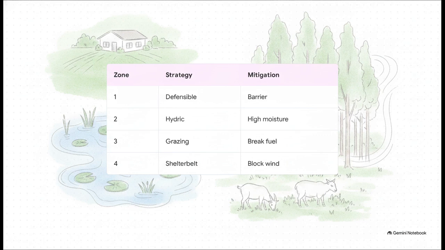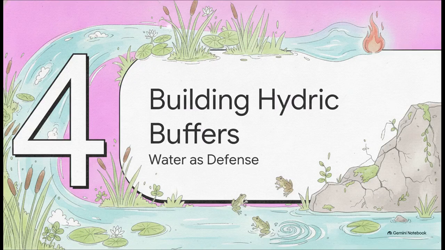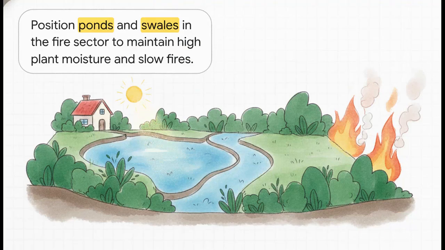Then out in Zone 4, we have our shelter belt. This is a managed hardwood canopy designed to block the wind and force any fire down into a damp, low-oxygen understory. Part 4. Building hydric buffers. So instead of just pouring a giant concrete wall, we are going to use water and biology to halt the flames. We do this by deliberately positioning ponds, swales, and graywater diversion channels directly in the path of that dangerous fire sector we mapped earlier.